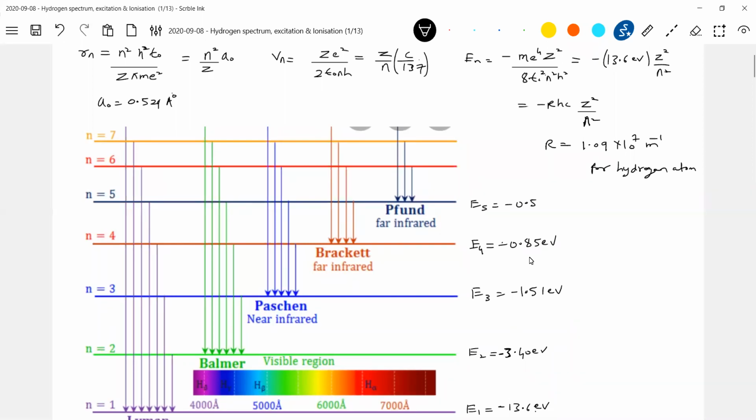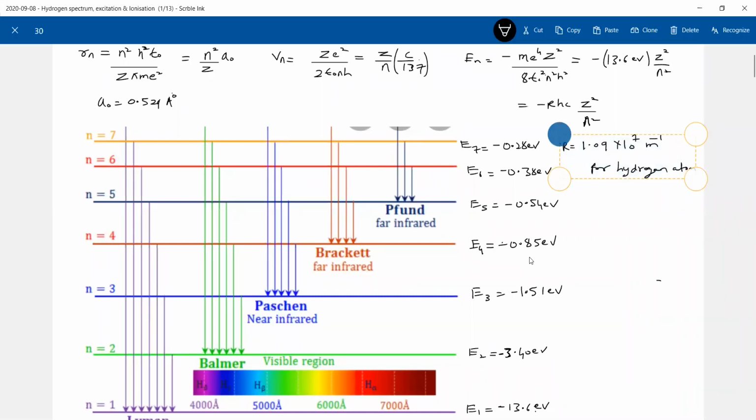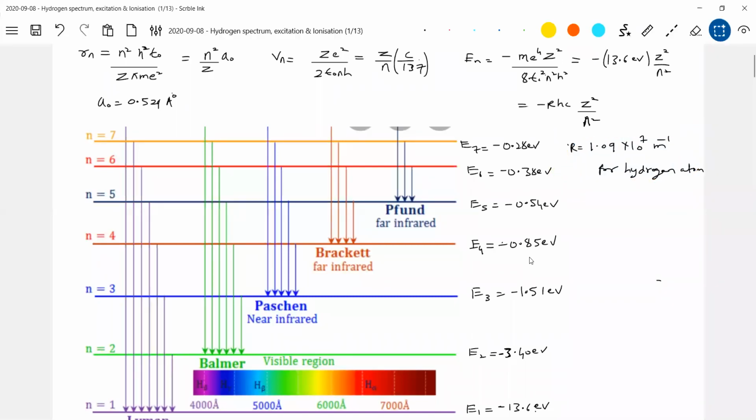Minus 0.54. E6 is how much? 0.38, and E7 0.28. Okay, so these are the values.